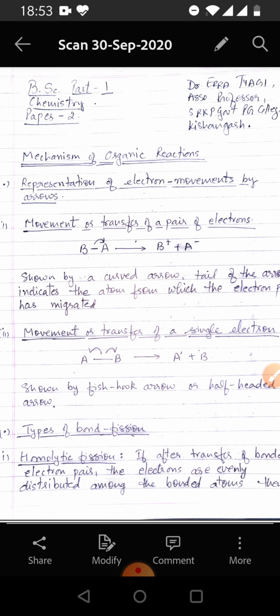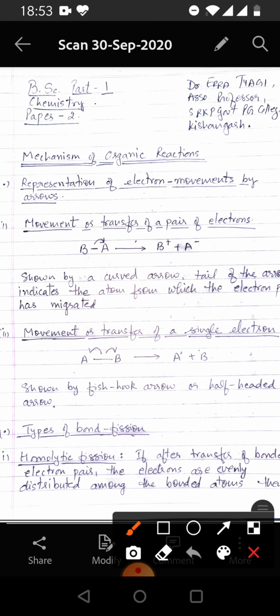The first is movement or transfer of a pair of electrons. When the bond pair of the covalent bond both shifts towards one atom, then it is known as transfer of the pair of electrons, and the resulting species is B plus and A minus when both the electrons of the bond pair shift towards A.